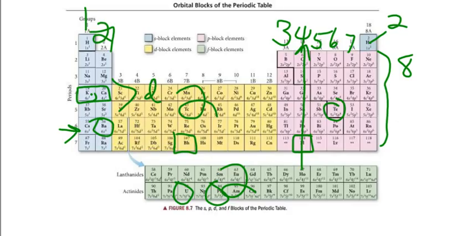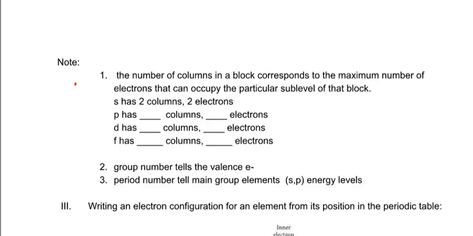Let's go to the next page. It says, note the number of columns in a block corresponds to the maximum number of electrons that can occupy a particular sublevel of that block. Therefore, S has 2 columns. It can max out at 2 electrons. How many columns are on the periodic table in the P block? It is 6, so it maxes out on 6 electrons. D has 10. And F has 14, okay?